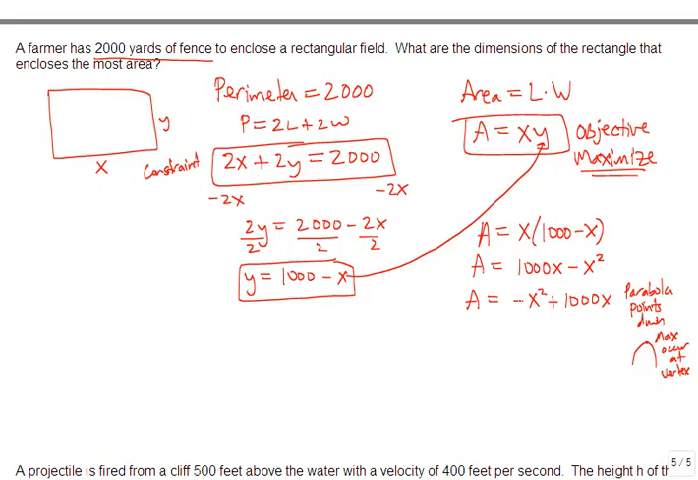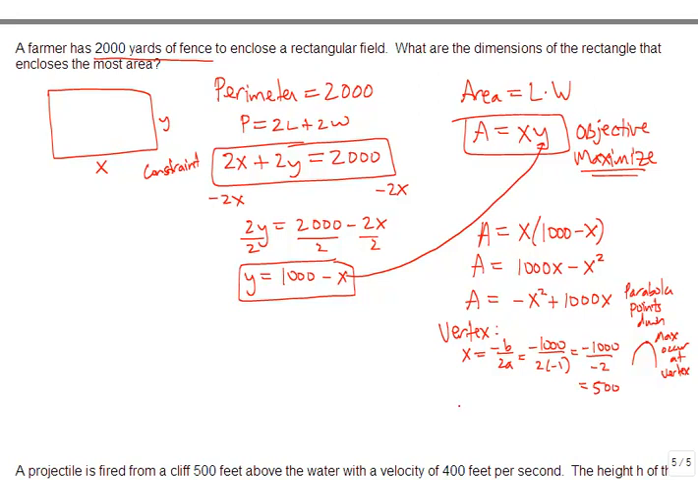Once you see that you've got a quadratic, then you can locate its vertex by doing x equals minus b over 2a. The b in this problem is this 1,000. The a is the negative 1. So we get negative 1,000 all over negative 2, which equals positive 500.